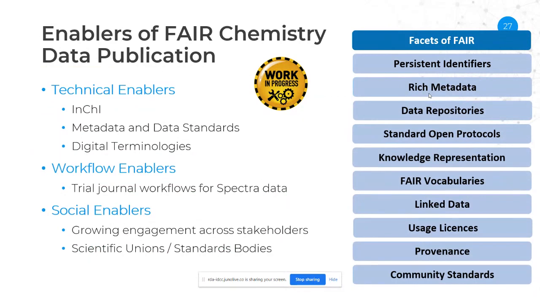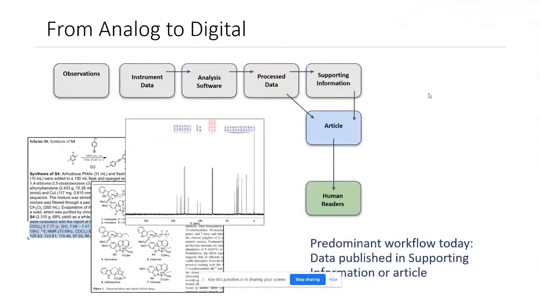I think just very quickly at the end here, I wanted to pull out a couple of slides we've used in the past to try and articulate the transition that we feel we need to make. Moving away from this analog model where people do an experiment, they get their data out, it gets packaged into supporting information or buried away in an article, and it's only really good for humans. That's important, let's not forget that.